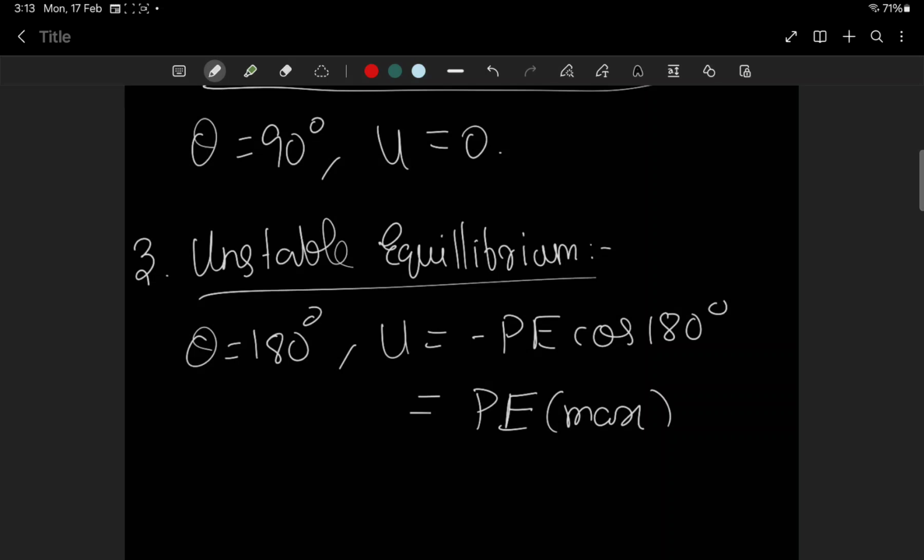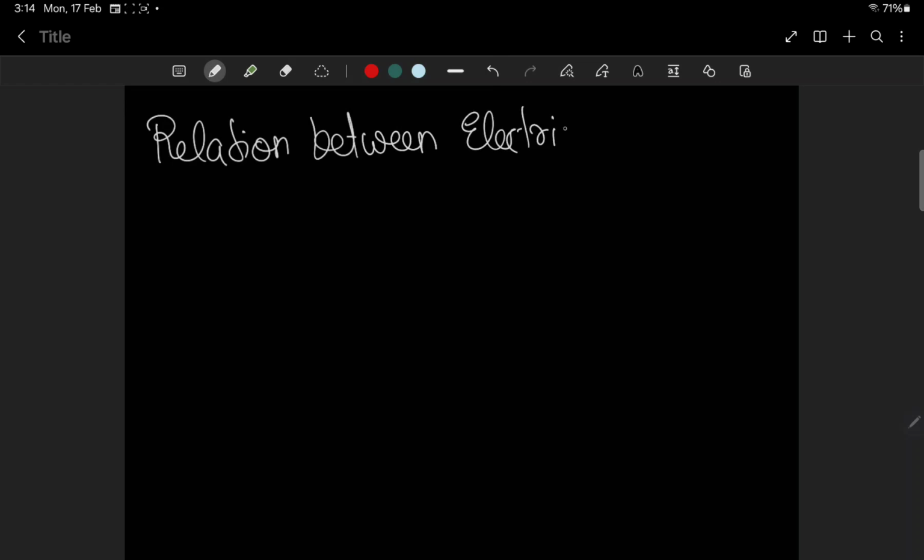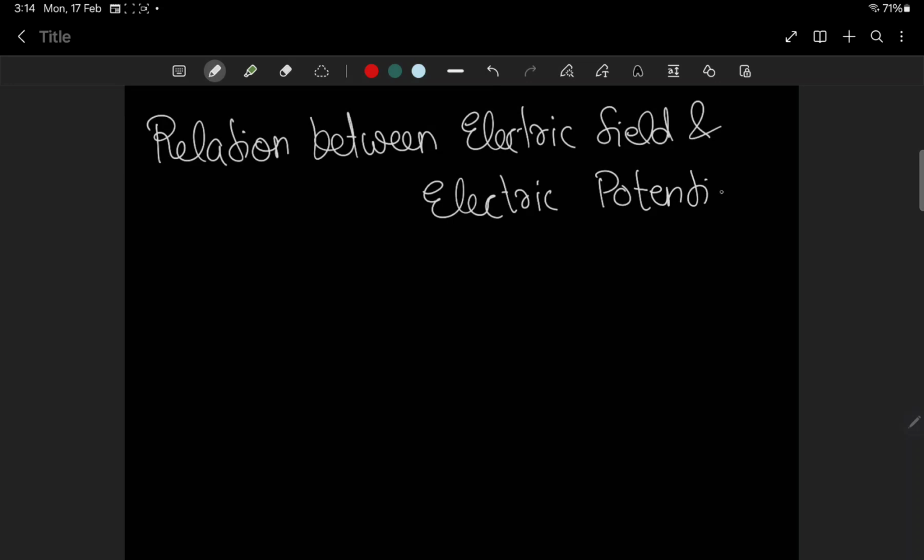Okay, so this part is over. Now we just skipped one thing in between in this chapter itself: the relation between electric field and electric potential. Why did we skip it? We'll be explaining it now.